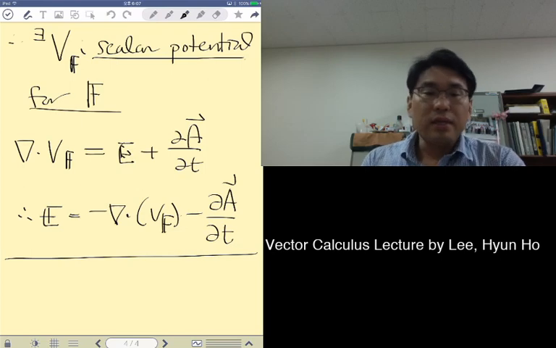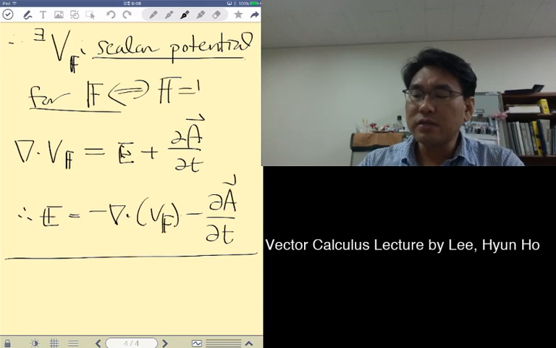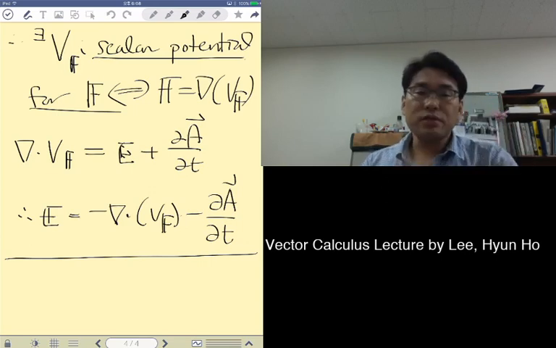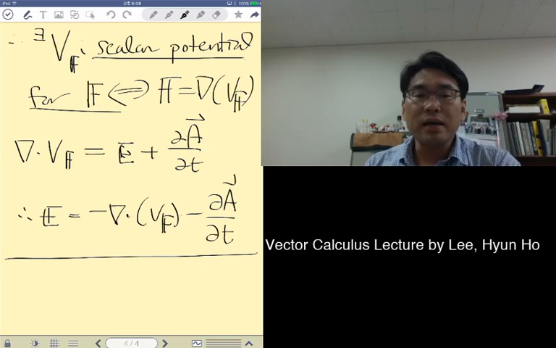Okay, then you see this. So this F is, in other words, just the gradient of the scalar potential. Now we replace this F by the nabla of the scalar potential here.